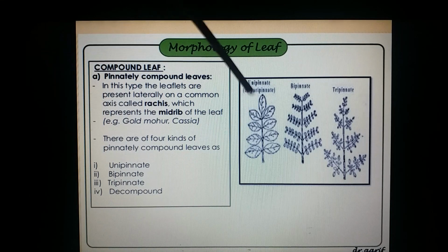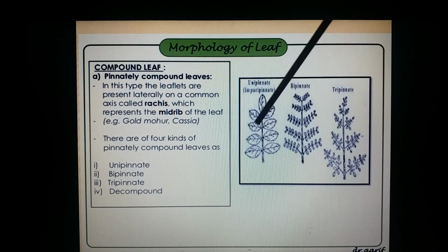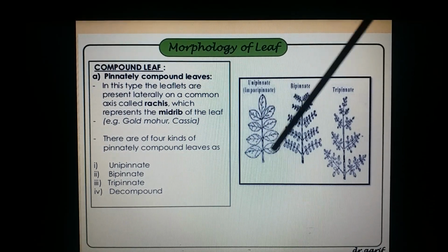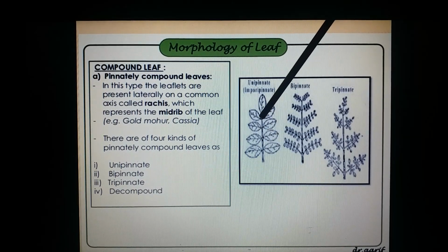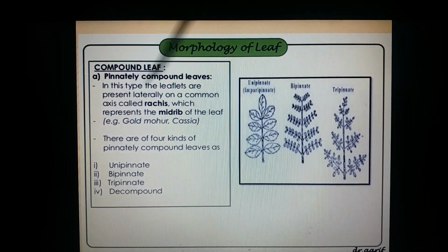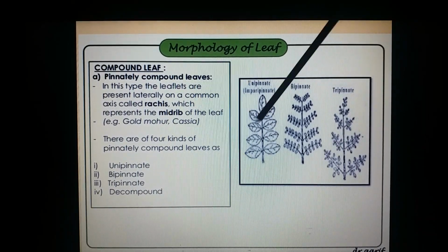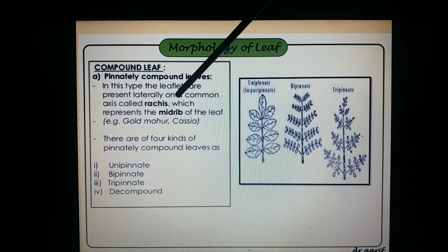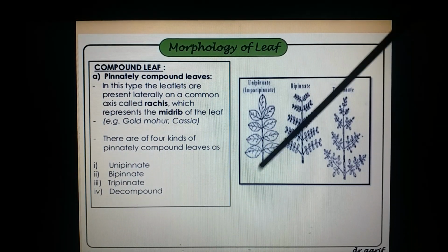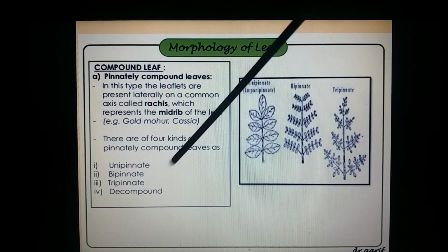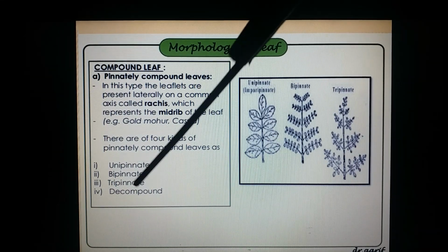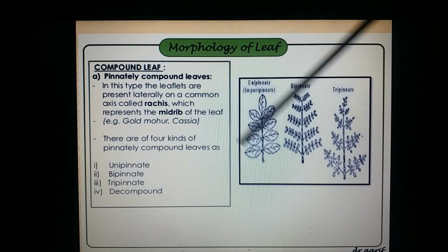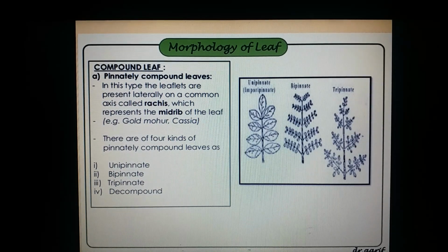Then compound leaf, where the leaf lamina is dissected into fine fragments, which are called leaflets, and there is a rachis. This compound leaf is again of two types, pinnate compound and palmate compound. What you are watching on the monitor is a pinnate compound. Leaflets are arranged like the pinnae of a feather. There is a rachis and it is again classified as unipinnate, bipinnate, tripinnate and various types. This is unipinnate, bipinnate, and this is tripinnate.